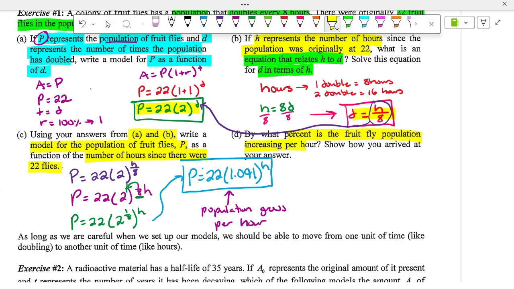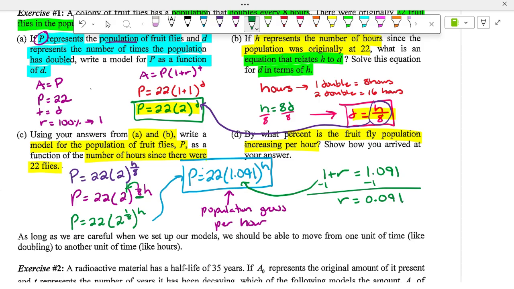So what percentage of the fruit fly population is increasing per hour? Think back to the exponential growth formula, this one right here. Our rate would be in the parentheses, so we have 1 plus r right here. So this number is 1 plus r. How do you think I can get r? Subtract the 1. So 1 plus r is equal to 1.091, and we're going to solve for r. We're just going to subtract the 1 from both sides. So the rate is equal to 0.091.